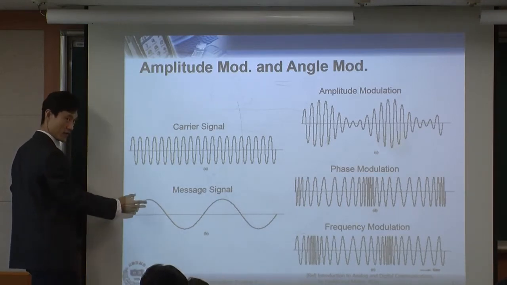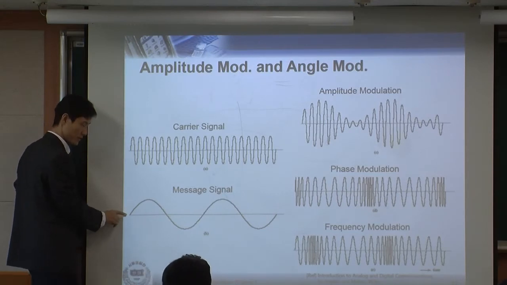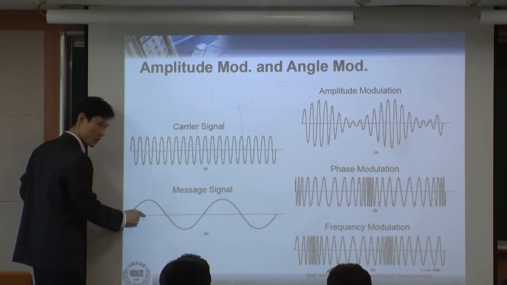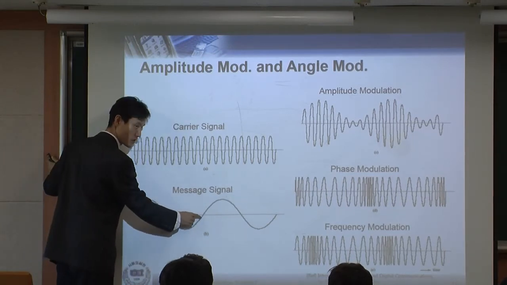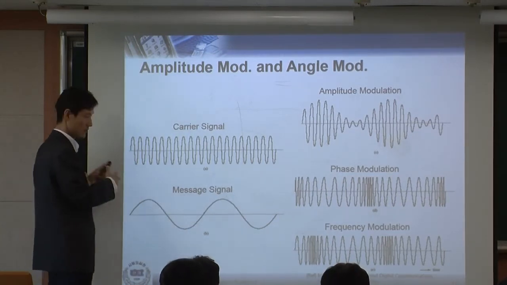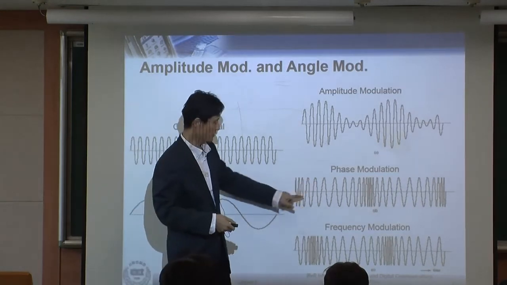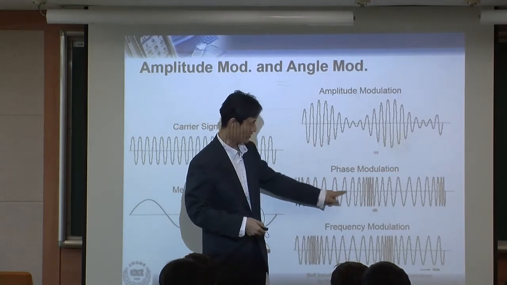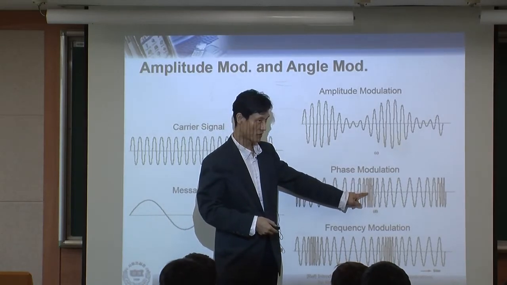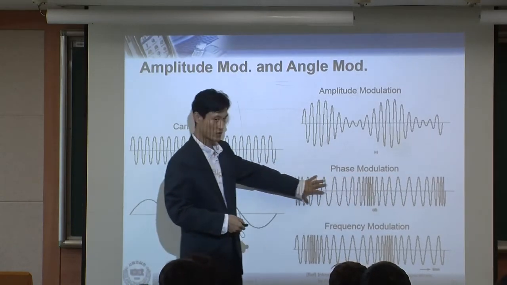So here the phase changes from 0, keeps going up until 180 degrees, and again goes down to 0. Something like this, right? So that's what you see here. You have some phase, and now your phase is changing, and again comes back to the phase 0. Something like this, right? That's what you can see.